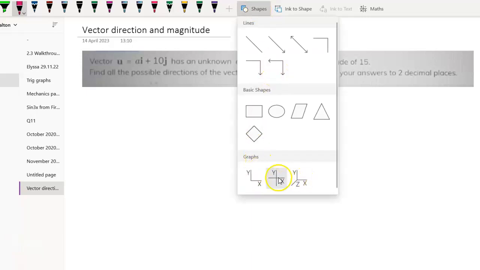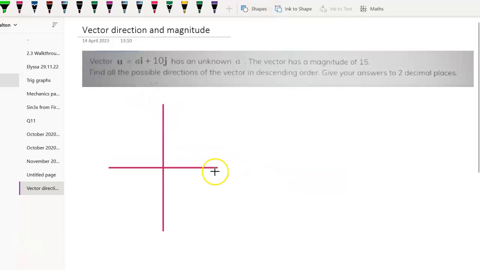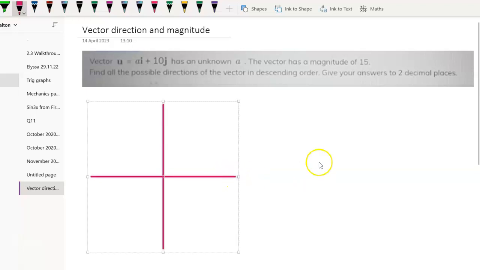Right, okay, so we've got ai plus 10j for this vector. Okay, so i is just your x direction and j is basically your y direction. So this is i, this is j, right. If a was positive, it's going to be over here somewhere. If a is negative, it's going to be over here somewhere, depending on if it's positive or negative.